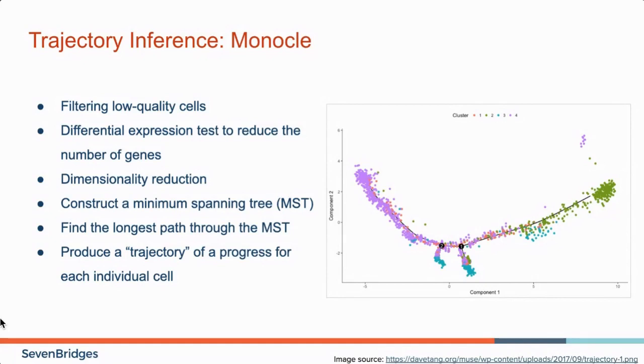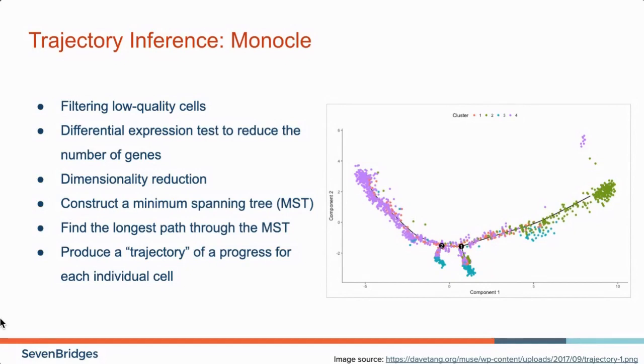In the first step of this analysis, it is important to remove empty cells and doublets, and those would be the places where two or more cells are sequenced by accident. Monocle then employs a differential expression test to reduce the number of genes. This step requires prior knowledge about cell types and genes expressed in those cell types. The alternative is to perform unsupervised clustering before this step.